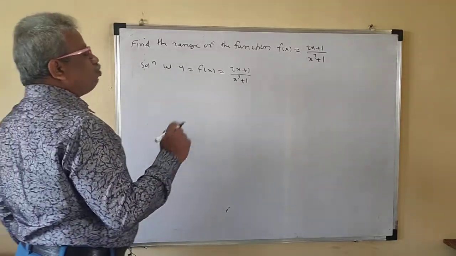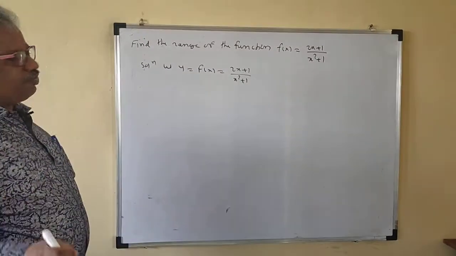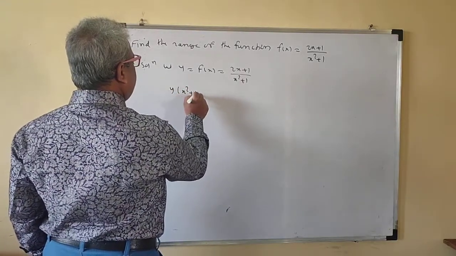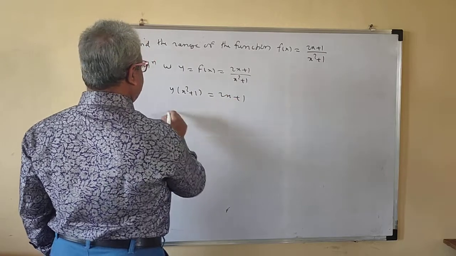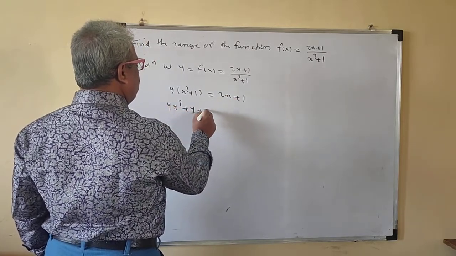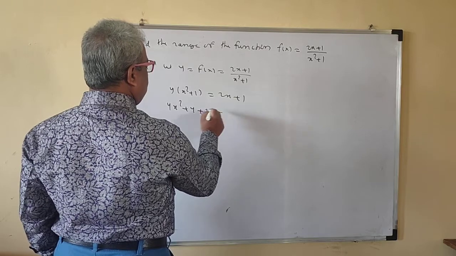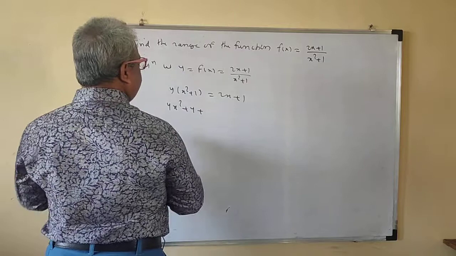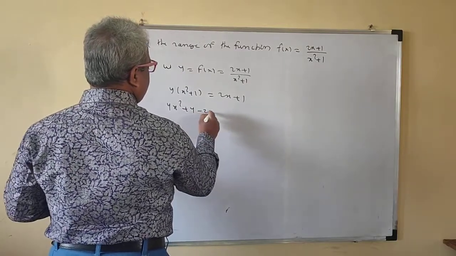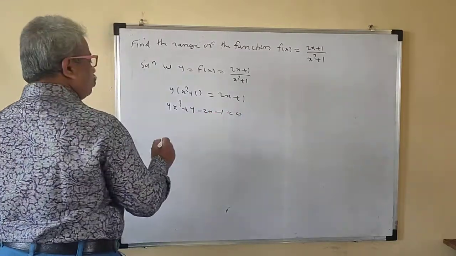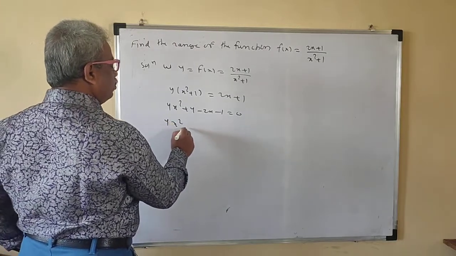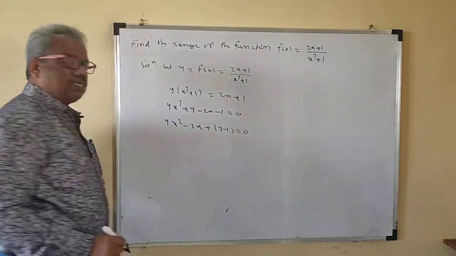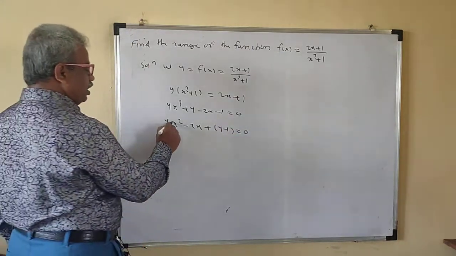Now we have to solve this for x in terms of y. So y into x square plus 1 is equal to 2x plus 1. This gives y x square plus y minus 2x minus 1 is equal to 0. So y x square minus 2x plus y minus 1 is equal to 0. This is a quadratic in x.